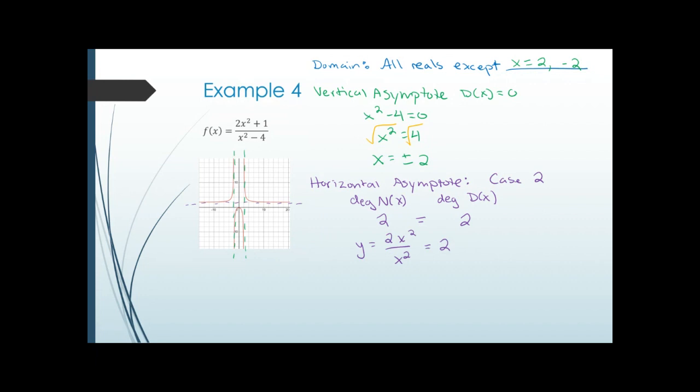So because we had a quadratic on the top and the bottom, that means it's case 2. Their degrees match. So you only look at the first terms and then cancel what you can to get your asymptote.